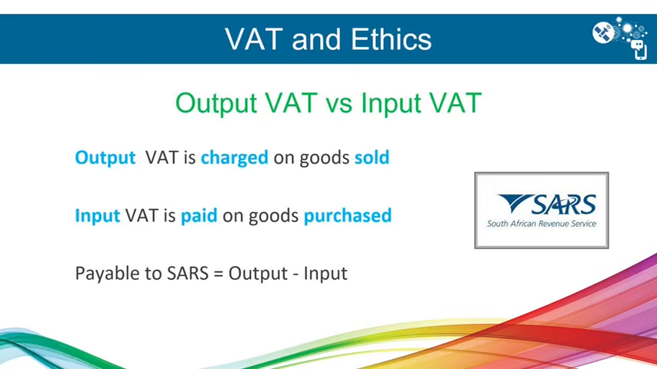And then normally we just make the calculation, output minus input, and then we see how much we owe SARS, or maybe SARS owes us money. We owe SARS the output, but SARS owes us the input. So instead of us paying SARS and SARS paying us, we just calculate the difference and we pay the difference over to SARS, or if we've paid more than what we've charged, then SARS must owe us money.